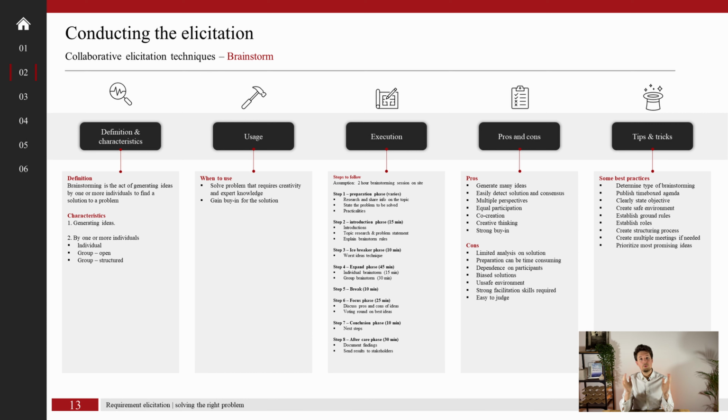So that was the preparation phase. Now we go into the introduction phase. This should take about 15 minutes. During this introduction phase, you introduce yourself and let everybody introduce themselves as well. After that, you proceed to the problem statement and summarize the main findings of your research if you did anything upfront. You also explain the structure of the brainstorming session and what will happen with the information afterwards.